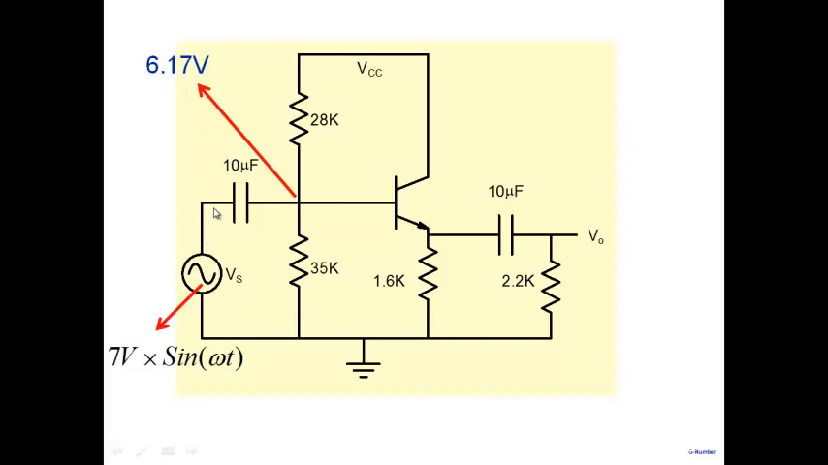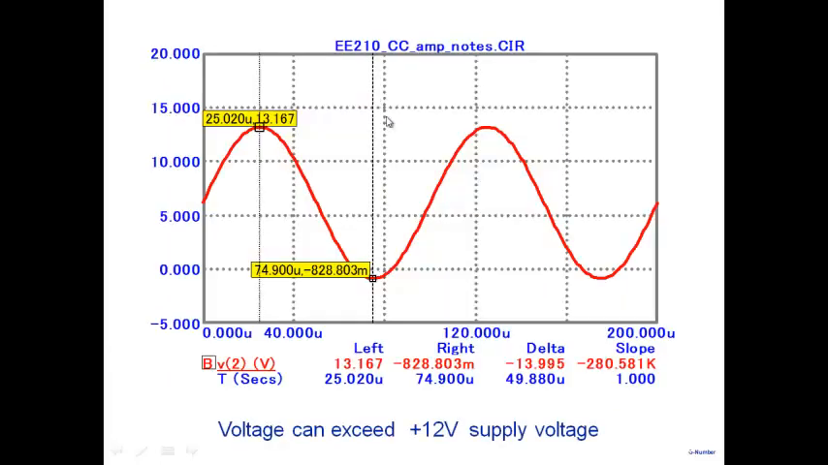Note what happens to the sinusoid. The sinusoid goes here and adds to this one. So the peak value will be 7 plus 6, 13. And on the negative side, it will go 6.17 minus 7, so it will go to some negative value here. Is that not possible? All of you are claiming that it will not go above VCC. Alright, let's run the simulation and see.